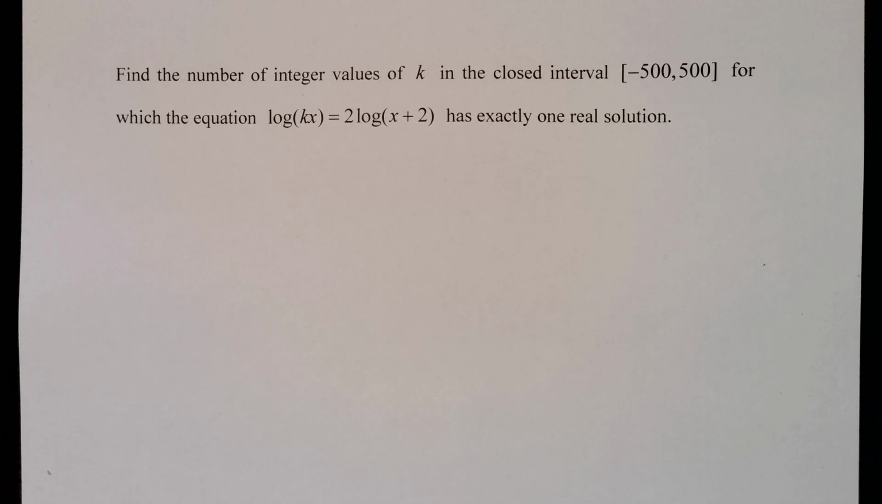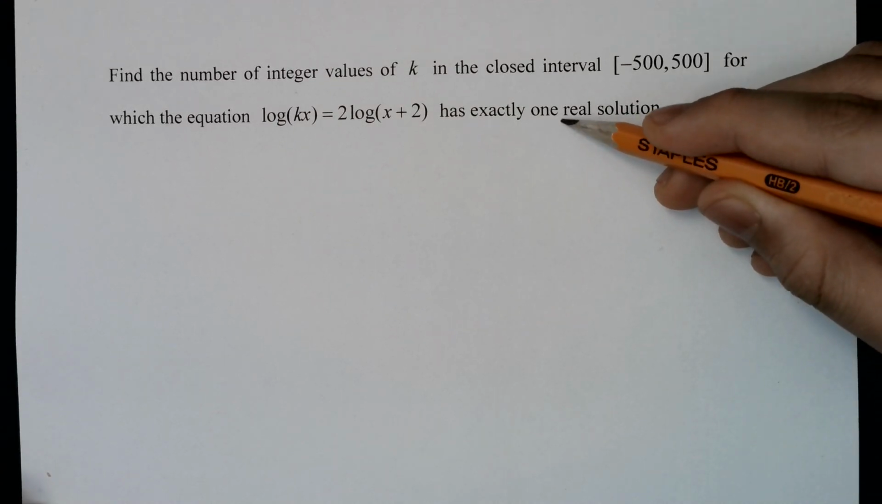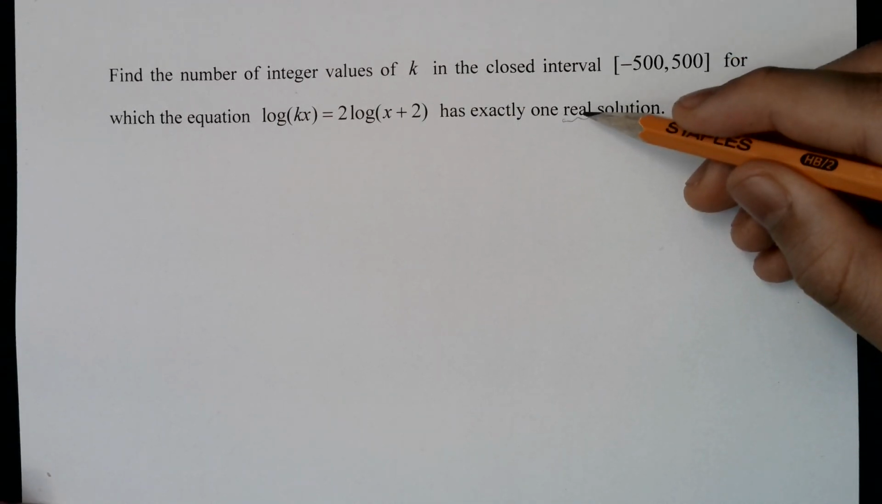Today we can do a question here, and as always, let's start off by first reading the question. Find the number of integer values of k in the closed interval -500 to 500 inclusive, for which the equation log(kx) equals 2 log(x + 2) has exactly one real solution. Now, we need to look at some key points here, which is just this part, one real solution, and we'll be using this later on.